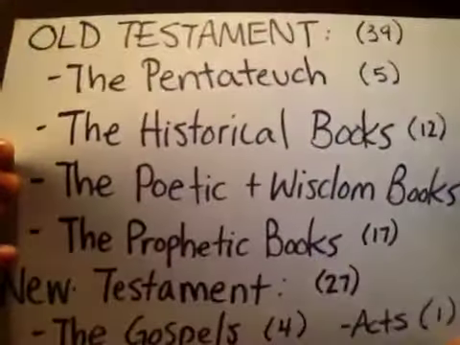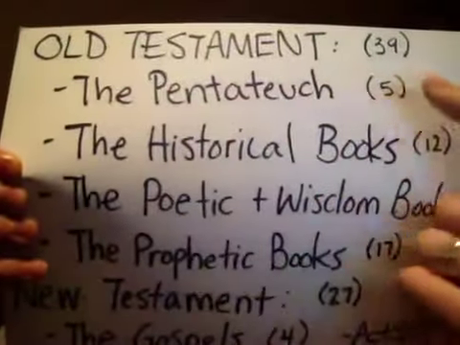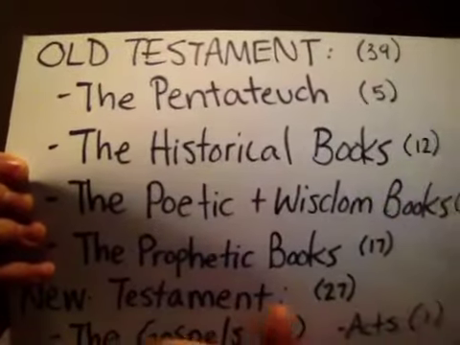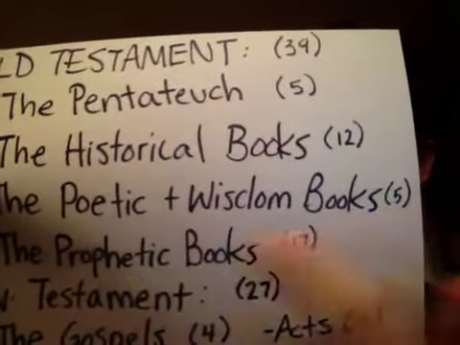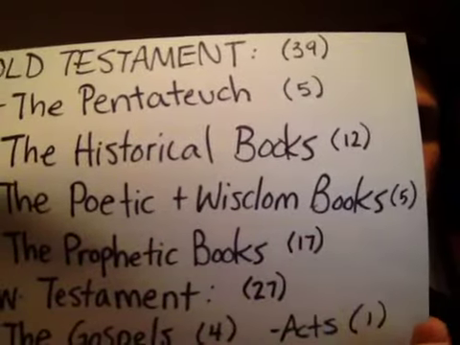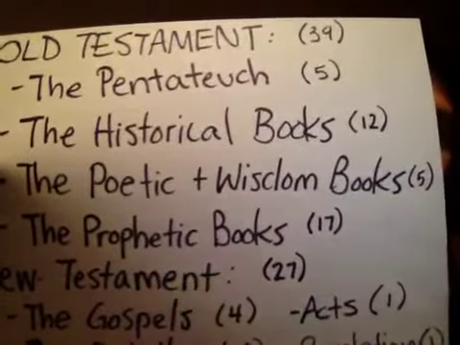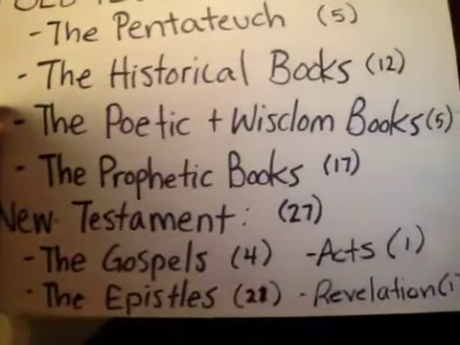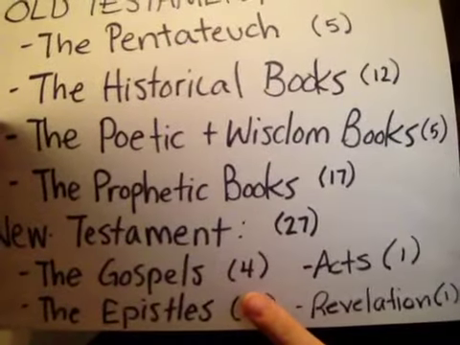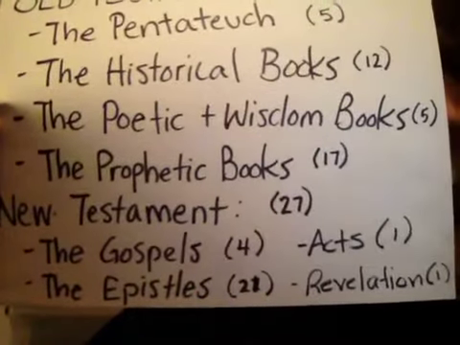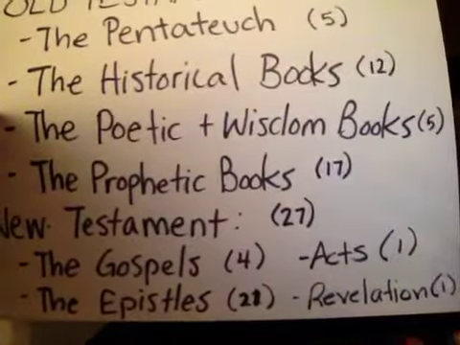So, as you can see here, there are 5 books called the Pentateuch. There are 12 books called the historical books. There are 5 books which we can call the poetic and wisdom books. And there are 17 books that we call the prophetic books. And then in the New Testament, there are 4 books that are called the Gospels, and then there's one book called Acts. There are 21 books that we call the epistles. Those were letters. And then one book called Revelation. And so those are the books. We're just going to talk a little bit about each of those sections.